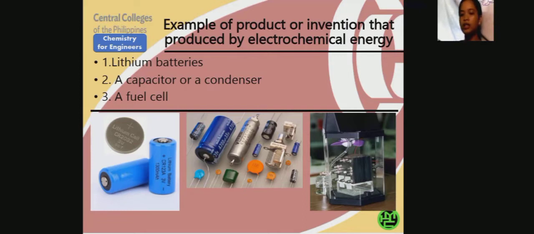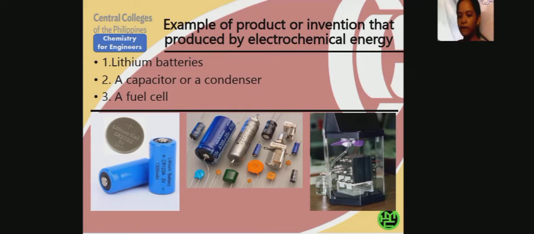And what are the uses of these batteries? It is used in many devices, but most commonly in the electronics industry because it can provide portable electricity and it can power electronic gadgets such as mobile phones, laptops, and tablets. And for example, yung power banks natin. Kapag binuksan natin yung power bank, makikita natin sa loob ng power bank itong kulay blue na baterya. Yung nagpapatakbo ng power bank natin is itong baterya nito.